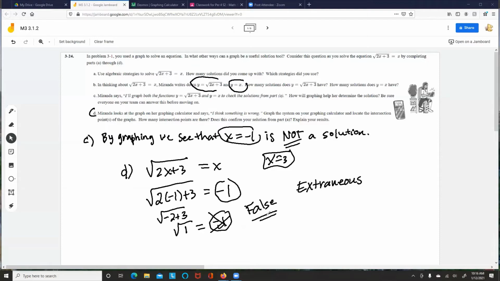Okay, and we talked a little bit about this last class period, but we didn't have a problem to show you. Now we do. We have an example to show you how to check. All right. So that's how you check for extraneous solutions. So let's go on to 25 here. Got to clear this out.